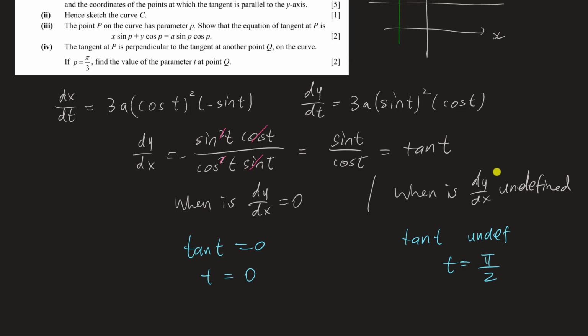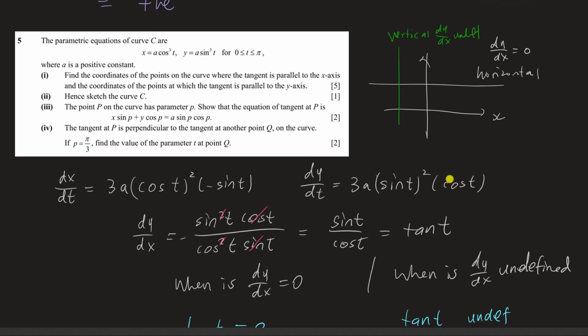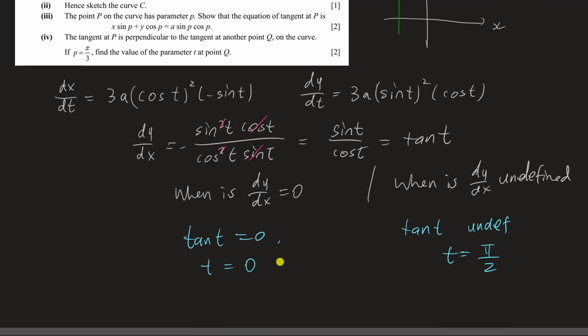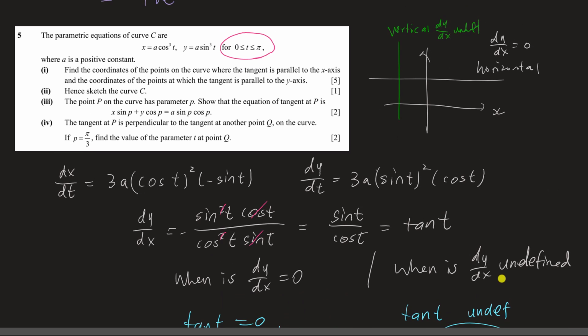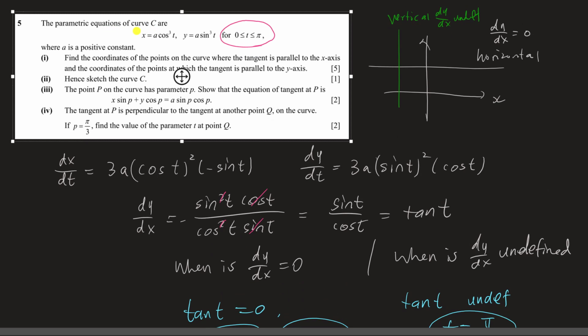Any other answers? Yes, there's actually one more answer, because if you take a look at the range here, t can go all the way until pi. So be sure not to miss out on this answer. Tangent t equals 0, t is not only equal to 0, but t can be pi as well. So a grand total of 1, 2, 3 answers. Using these values of t, you can go back to the parametric equation to find out the x and the y value for each of these t.